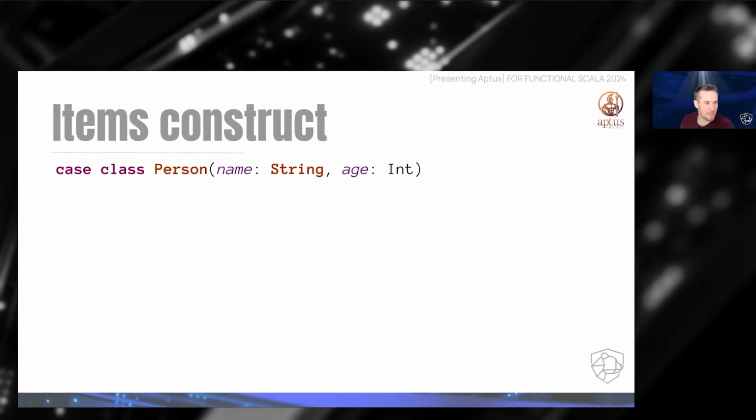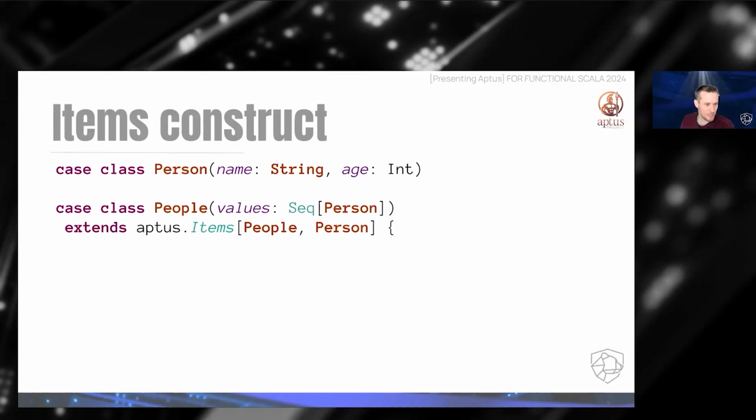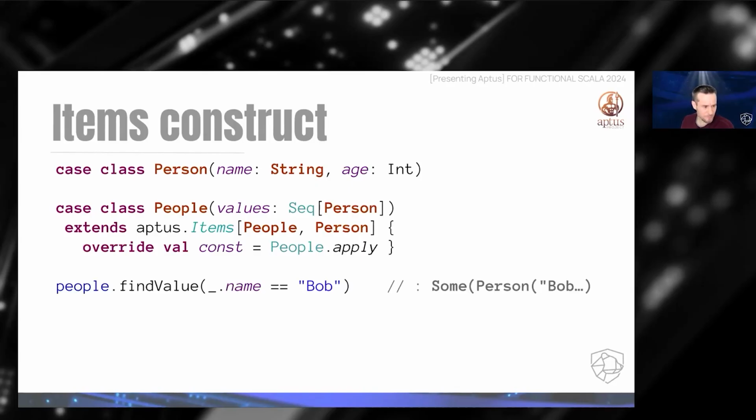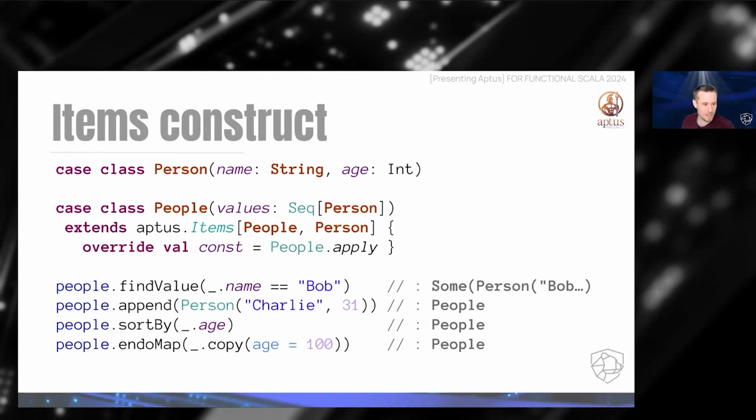The Items construct. This one's actually very useful. I use it extensively. So let's say you have something like a Person with a name and an age, and you have a collection of persons called people. Then if you extend the Items trait in Aptus, and you just give it the constructor, then you will be able to use a number of methods that will be kind of like if you were directly using the Seq. And for instance, these three will remain in the context of the Seq that you're using. So people, append someone, stays in people, and so on and so forth.